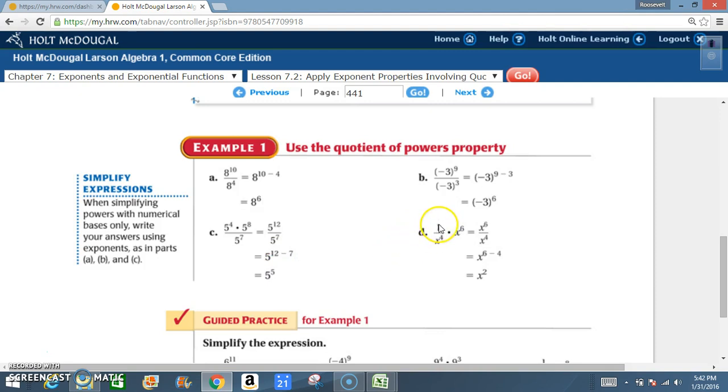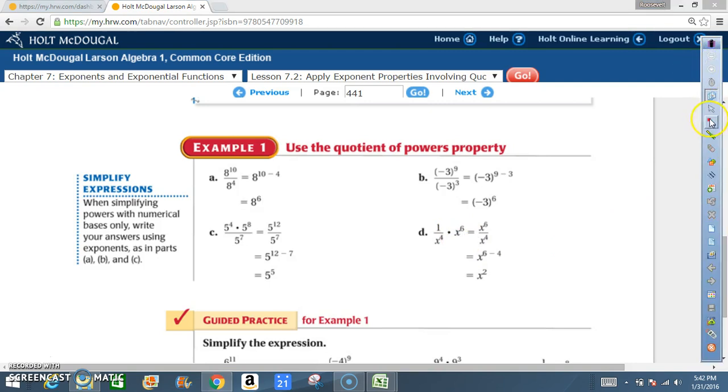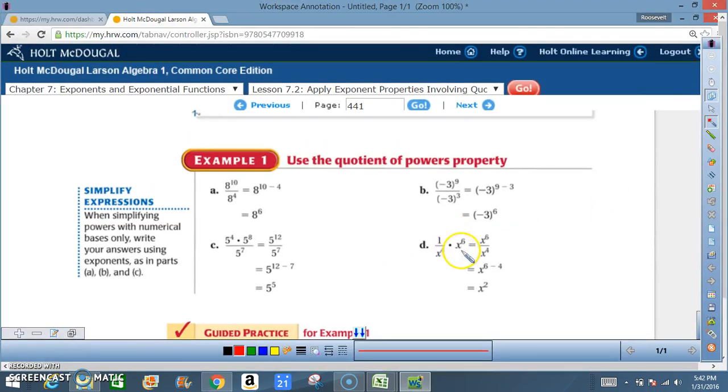D. 1 over x to the 4th times x to the 6th. Don't forget, there's really a 1 right up under that 6. For those of us who need to see it, let me put it there for you. So now, what is 1 times x to the 6th? That's x to the 6th. What is x to the 4th times 1? That's x to the 4th. I'm dividing with the same base. 6 minus 4 is 2, so my answer is x to the 2nd power.